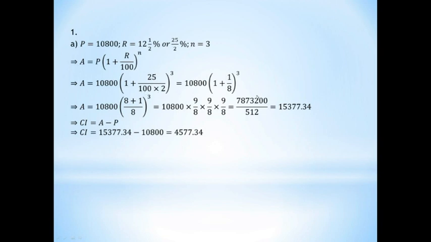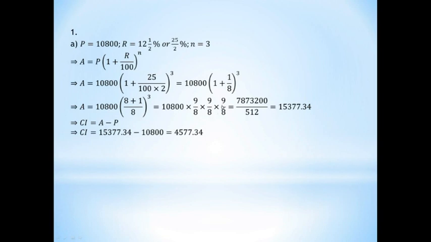4 2s are 8. Here we have 1 by 8. 10,800 bracket open 1 plus 1 by 8 to the power 3. 3 is n, that is time. Amount equals 10,800. So we take 8 as an LCM. Then 8 plus 1 is there at the numerator, then to the power 3. 10,800 into, so 8 plus 1 is 9, 9 by 8. Since the power is 3, we have to put it as 9 by 8 into 9 by 8 into 9 by 8.